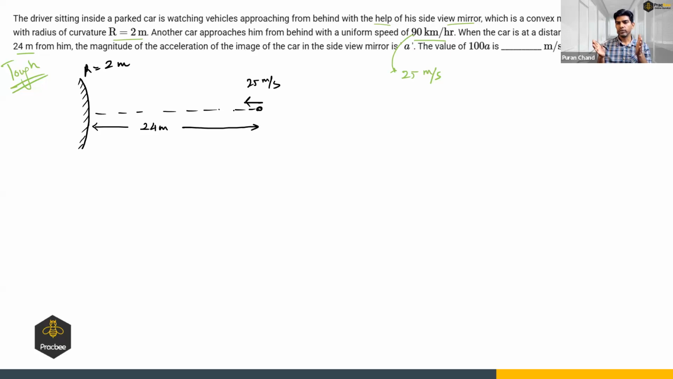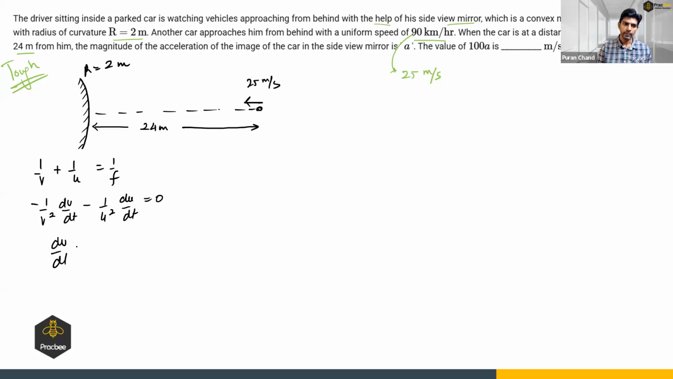Now we know that the distance of the object is changing with respect to the mirror, right? So it means u is variable, v is variable. So we can say 1 by v plus 1 by u is equals to 1 by f. If you want to find the speed of the image, we have to differentiate this. So minus 1 by v square dv by dt minus 1 by u square du by dt will be 0. So dv by dt will be equals to minus v square by u square du by dt, right? From this equation, we can find the speed of the image at this instant.